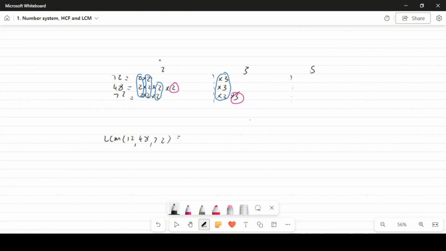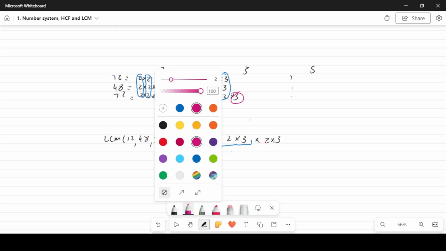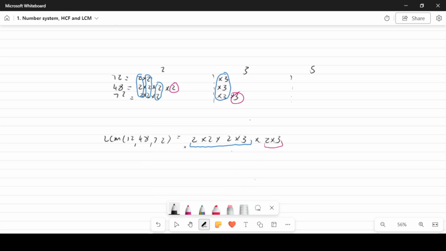What do we do next? We multiply shared and unshared. So it'll be 2 times 2 times 2 times 3. So I'm taking 1 from each group multiplied by 2 times 3. So this first part makes up your shared factors, and this part here makes up your unshared factors. Okay, very simple. Now if you multiply this, you get 144. If you multiply this, you get 144.